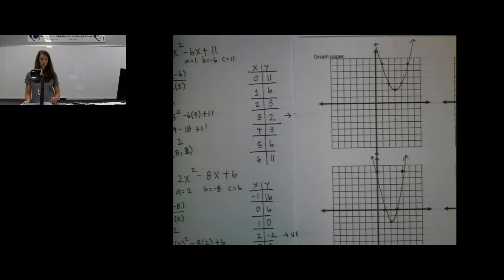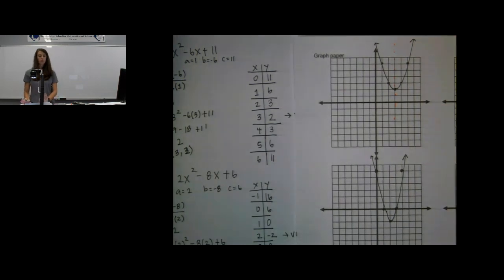Okay, good deal. All right, so that is graphing quadratics, but this is in standard form. Tomorrow we'll talk about vertex form, so just get familiar with the standard form and how to graph and how to find the vertex and the axis of symmetry.